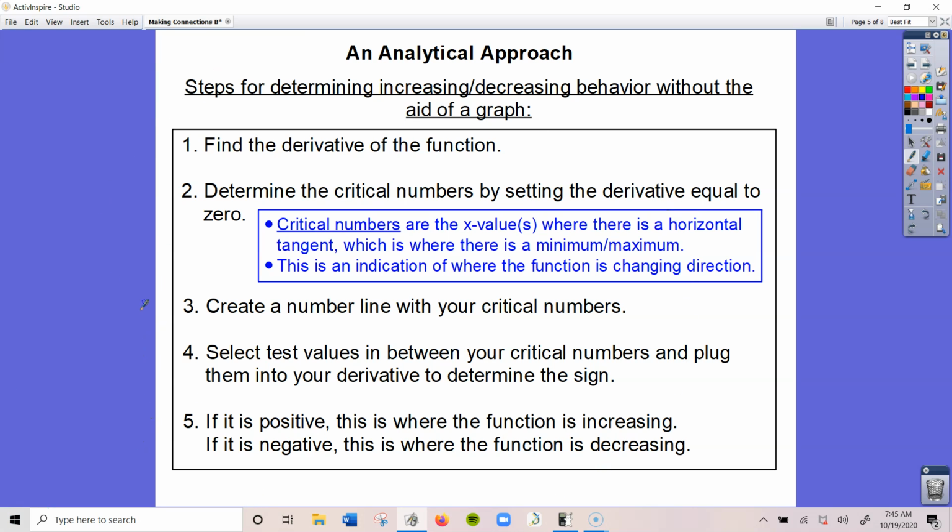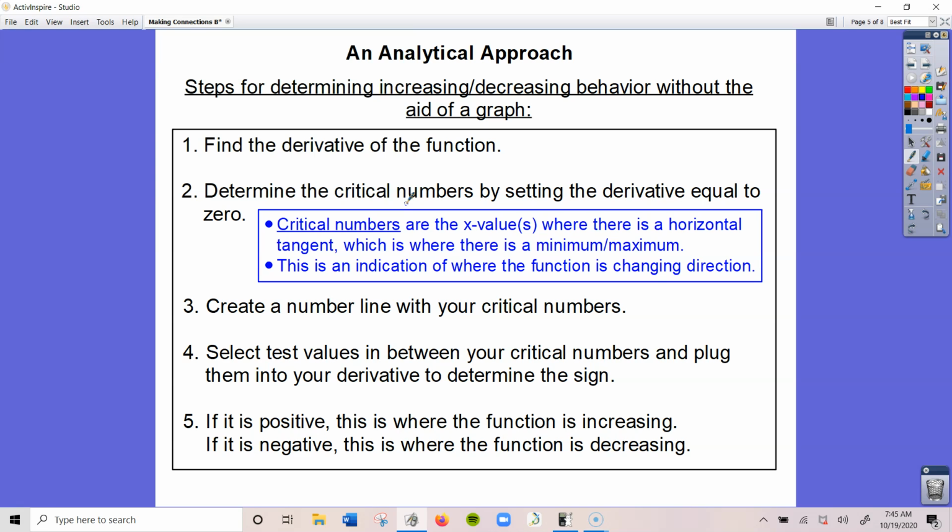So I have some steps here for you. The first step, as always, would be to find the derivative of your function. Then you're going to determine the critical numbers by setting the derivative equal to 0. And critical numbers, you're going to hear me say that a lot, are the x values where there is a horizontal tangent, meaning that that is where you have a possible minimum or maximum. These are also the points where your function could be changing direction, which is why you have a minimum or maximum. Once you figure out your critical numbers, you're going to create a number line with those critical numbers.